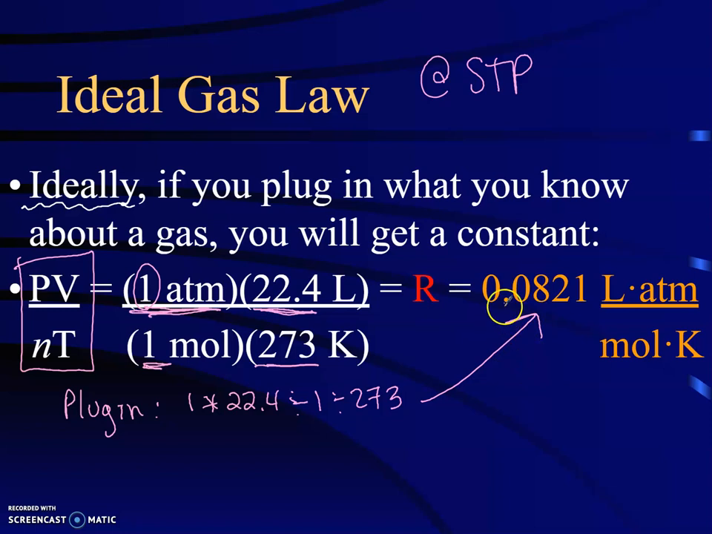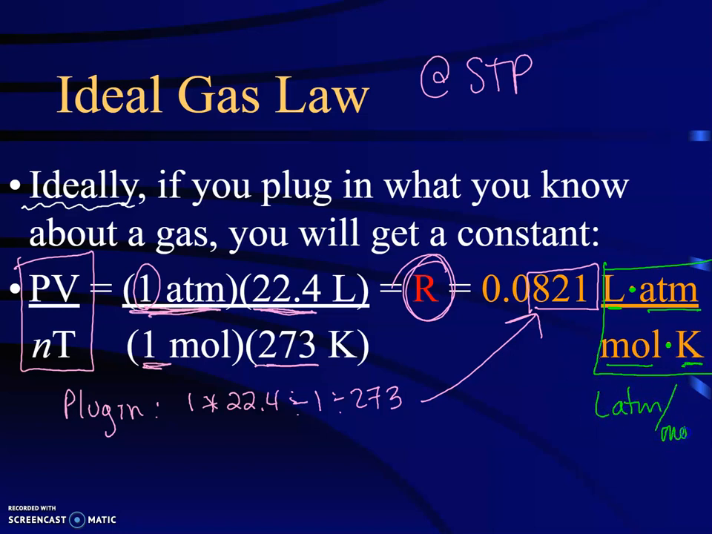Okay, you are going to see 0.0821, but we're going to round it to 3 sig figs. And we are going to then call PV over nT the gas law constant R. Okay, this constant is going to have real units that we need to pay really close attention to. The units are going to be liters times atmospheres over moles times Kelvin. So I always call it latums per molk. All right, liter atmospheres, mole Kelvin.